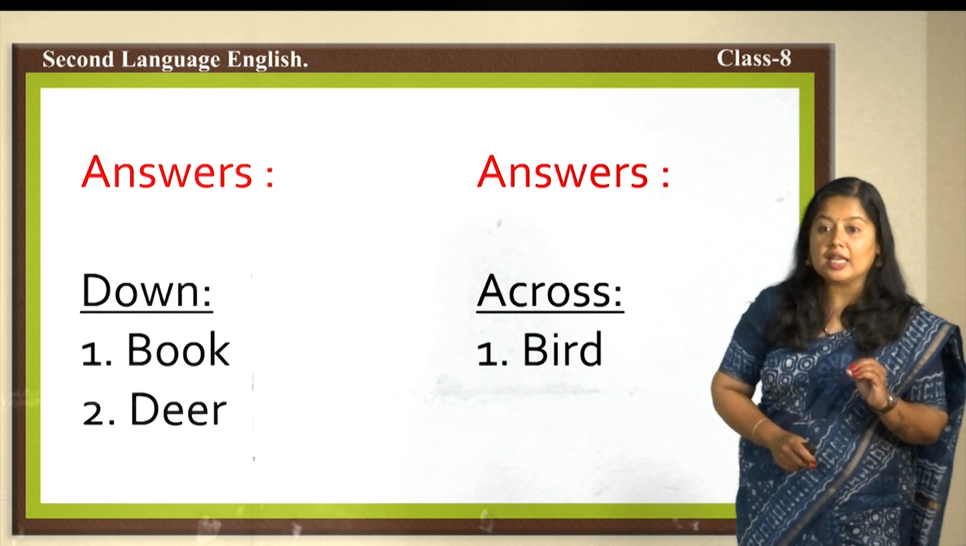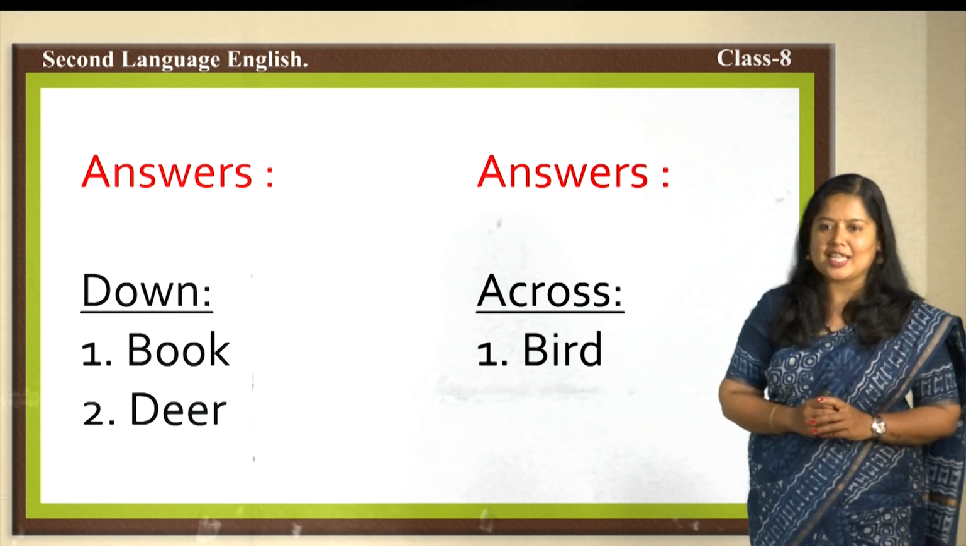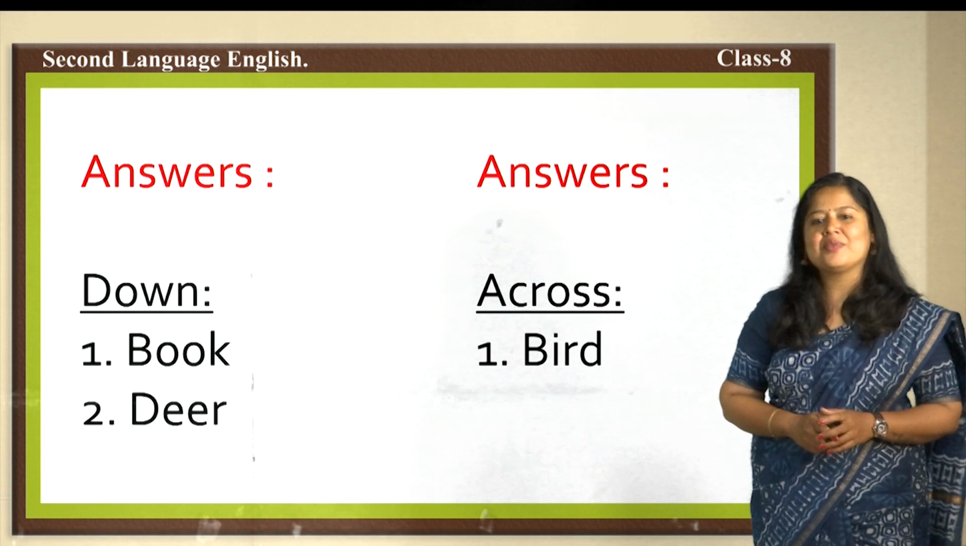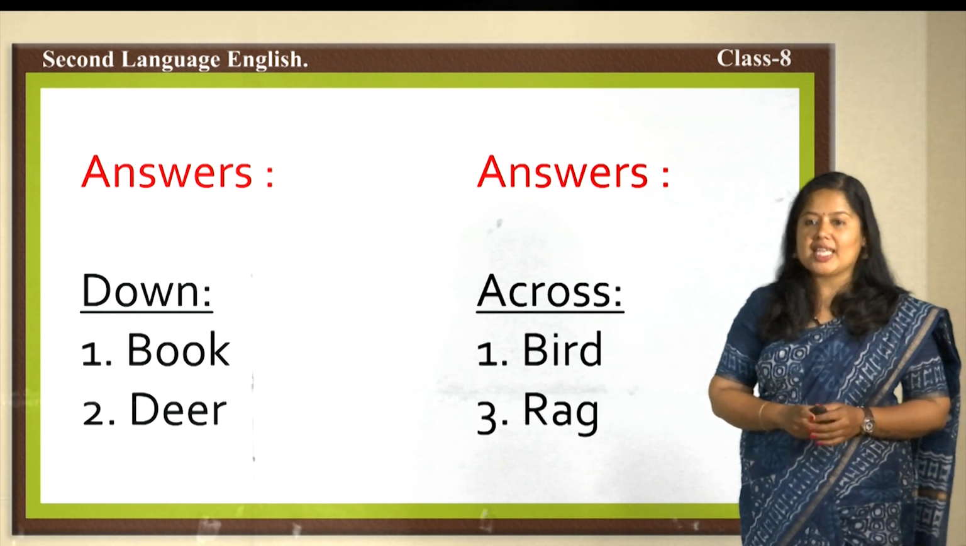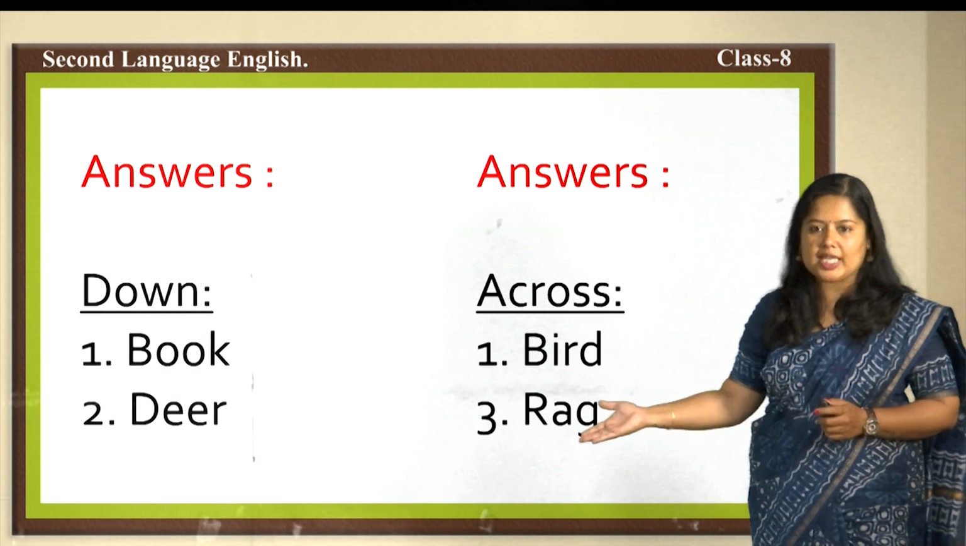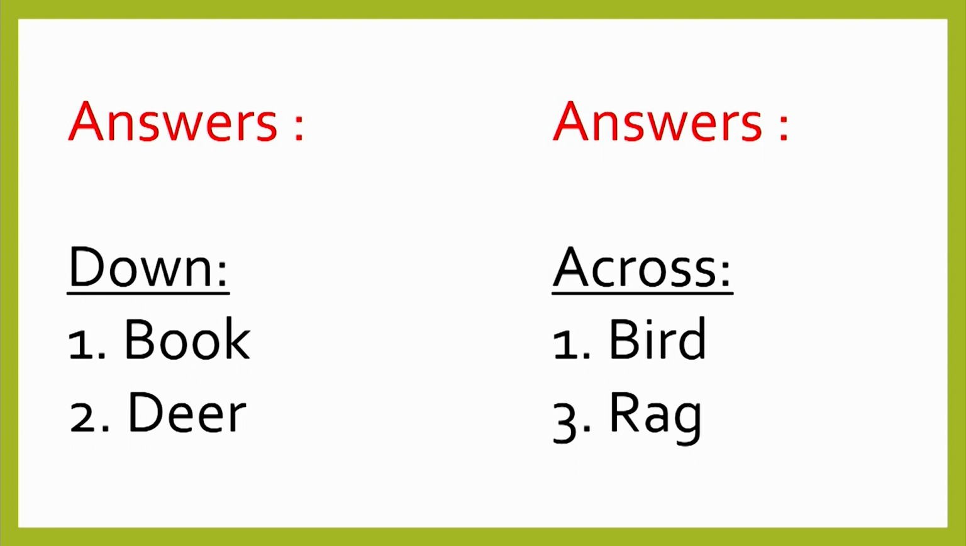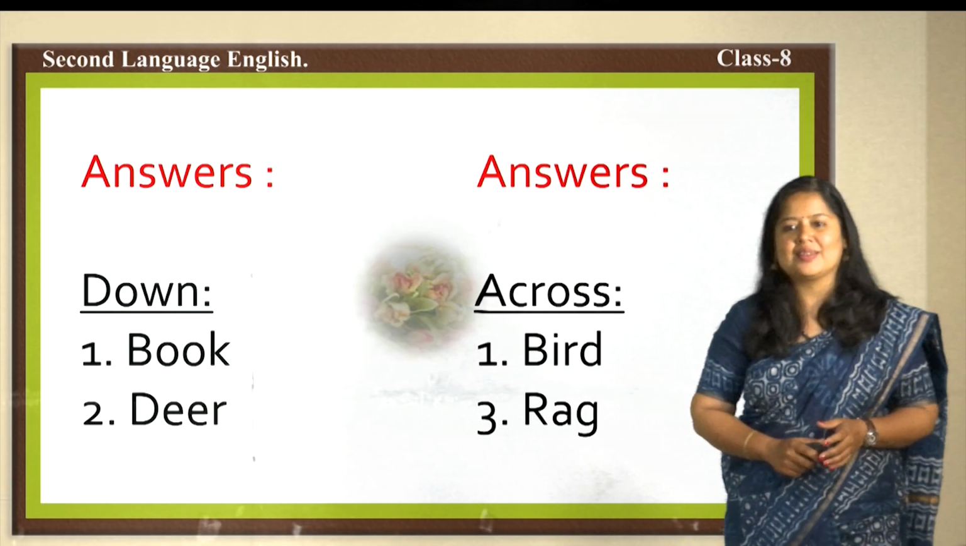Chirping and flying creature around us is who? Bird, obviously, cannot be any other animal. So the waste is called, I asked you for the synonym of the waste. What is it? Waste product is also called rag. So this is your answer. I hope you are noting it down.